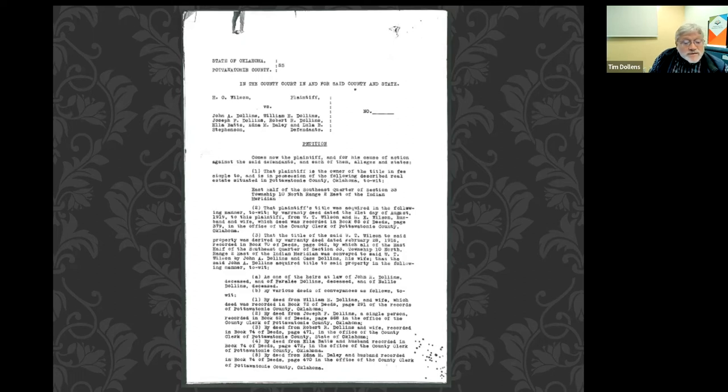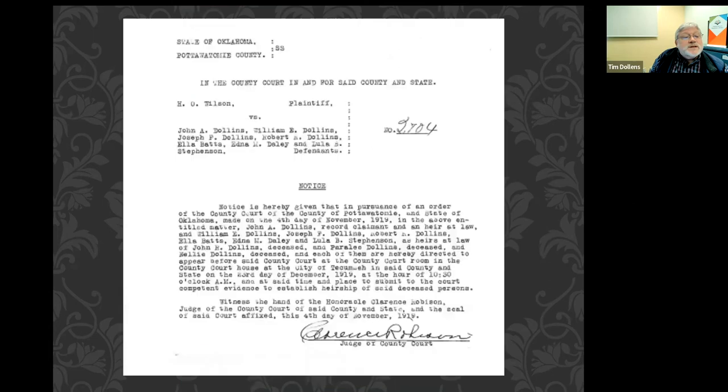You get all the relationships of the heir. It says, as one of the heirs at law of John Dollens, deceased, and of Paralee Dollens, deceased, and of Nellie Dollens, deceased. So right there, you're getting all these relationships because they're all fighting one person who's saying they own the land, but they said, no, we're legal heirs. We get a portion of it as well. So cool records in the probate records about relationships.